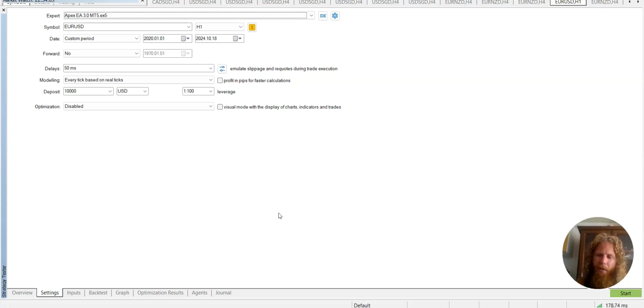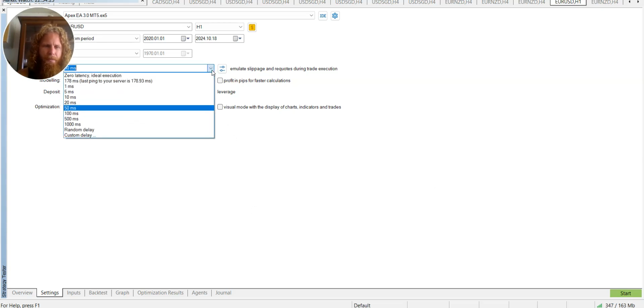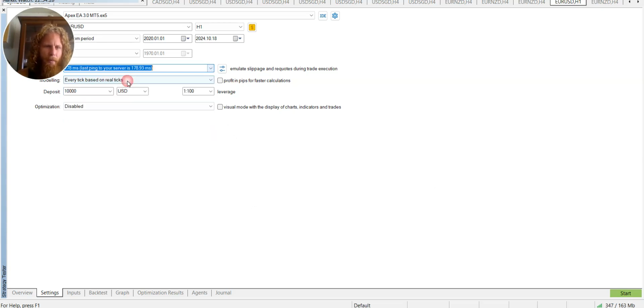So many of you asked if I could show every tick based on real ticks testing, because you know it is very important, which is true. And in this part I'm going to show you that. Let's start. Let's be fair and use the latest ping delay. Yeah, everything is correct, and we are just starting the test now.